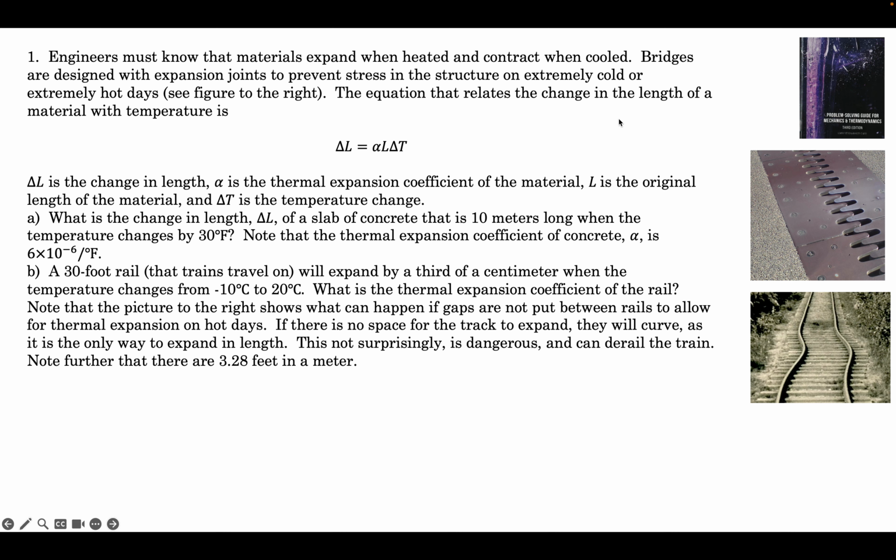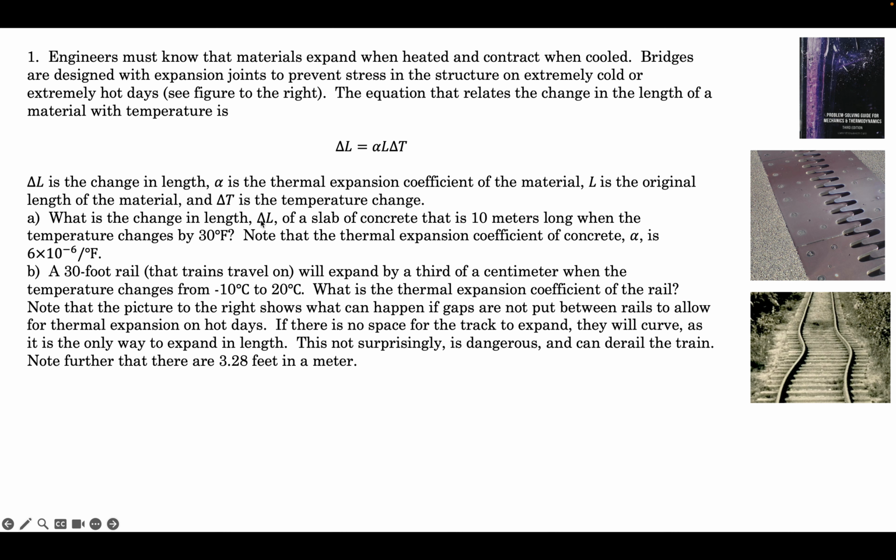The equation that relates the change in length, delta L (a capital Greek letter delta indicates change), so change in L. There are three parameters on the right-hand side. Alpha is the thermal expansion coefficient, that's a lowercase alpha in the Greek alphabet. L is the original length of the material, and delta T is the temperature change. So if you have a big temperature change, you're going to have a big change in length.